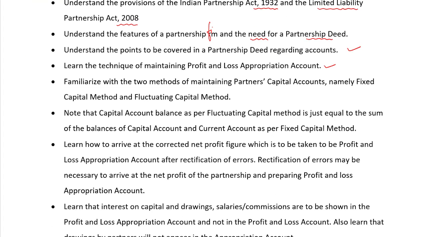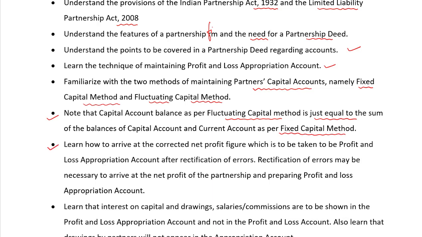Familiarize with the two methods of maintaining partners' capital account, namely fixed capital method and fluctuating capital method. Note that the capital account balance as per fluctuating capital method is just equal to the sum of the balances of capital account and current account as per the fixed capital method.